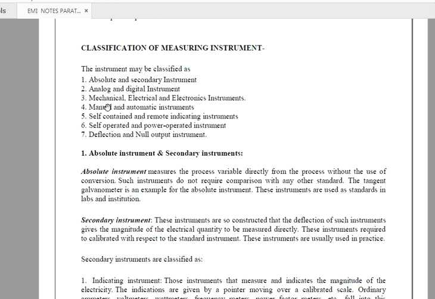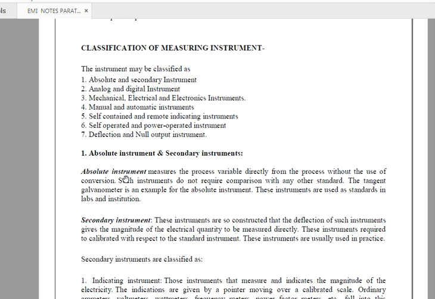Then the third one is mechanical, electrical and electronic instruments. The fourth is manual and automatic instruments. The fifth one is self-contained and remote indicating instrument. Then self-operated and power-operated instruments. Then deflection and null output instruments. Now we will discuss all the 7 types of measuring instruments. This is the manner in which the classification of measuring instruments is done. We will first discuss absolute instrument and secondary instrument.